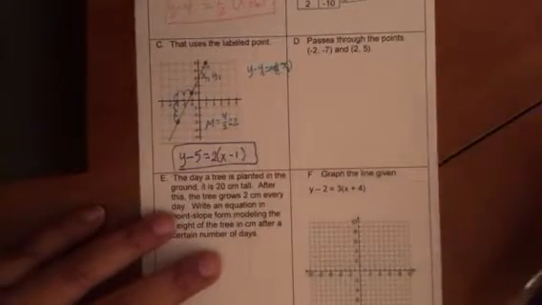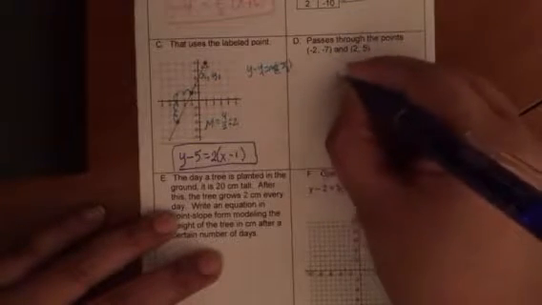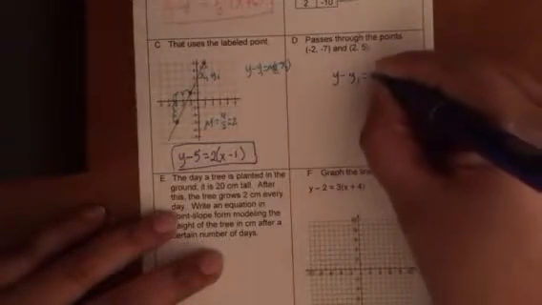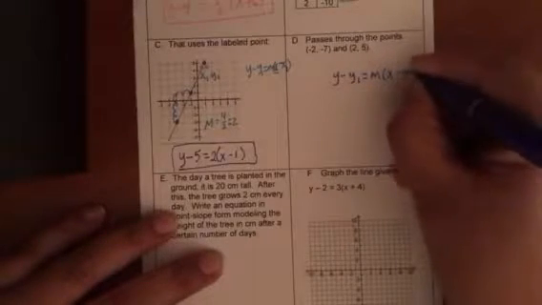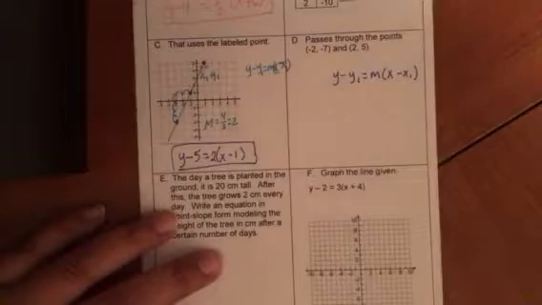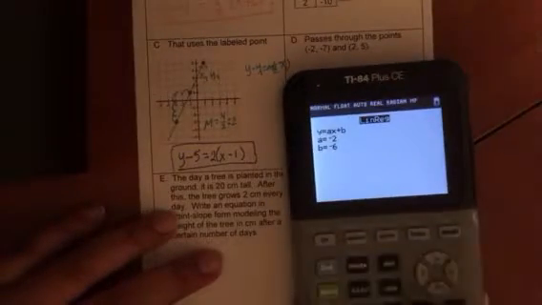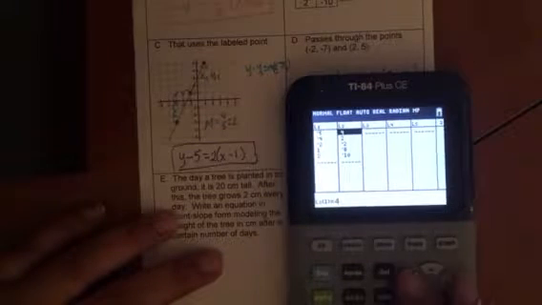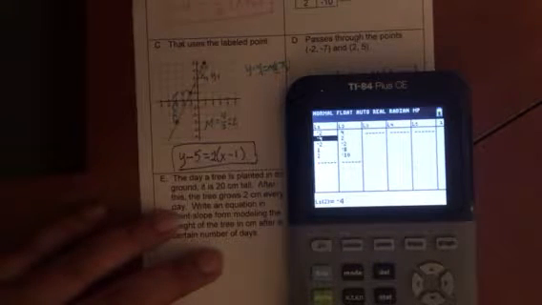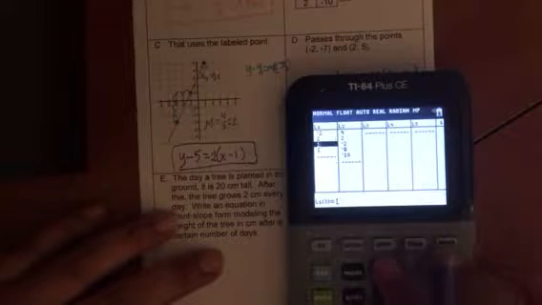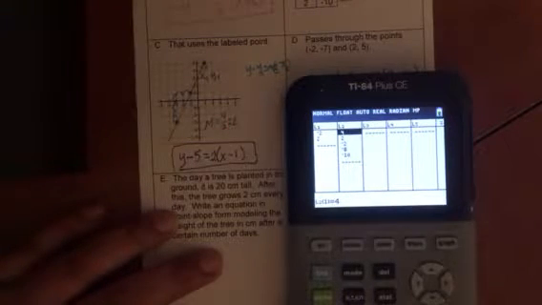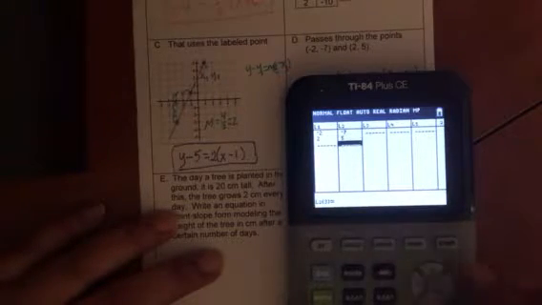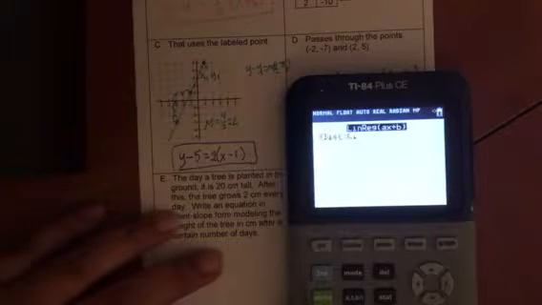Okay, and our next problem, we are going to use this formula again. Remember, this is called the point slope formula. I'm going to use my calculator to find the slope. So I'm going to press stat enter. My two x's are negative 2 and 2. I'm going to delete the 3 others that I don't need. My y's are negative 7 and 5. I'm going to delete the 3 I don't need. Stat over 4. My slope in this case is 3.